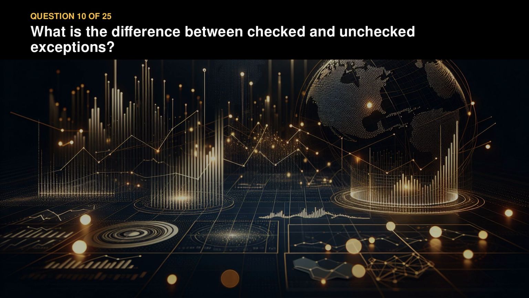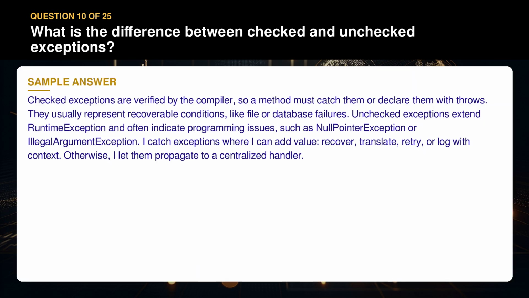implementation. Question 10. What is the difference between checked and unchecked exceptions? Checked exceptions are verified by the compiler, so a method must catch them or declare them with throws. They usually represent recoverable conditions, like file or database failures. Unchecked exceptions extend RuntimeException and often indicate programming issues, such as NullPointerException or IllegalArgumentException. I catch exceptions where I can add value: recover, translate, retry, or log with context. Otherwise, I let them propagate to a centralized handler.